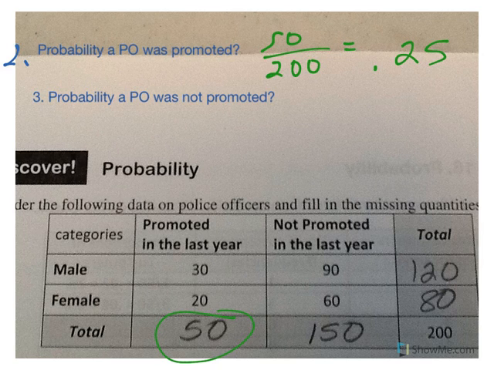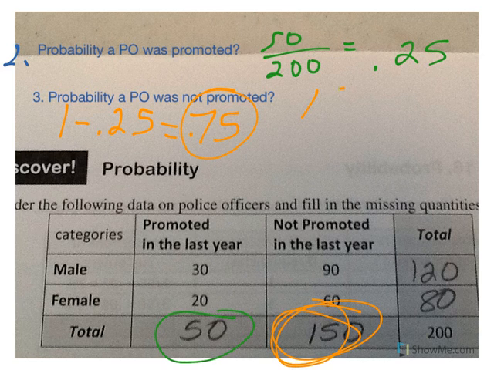Now in number 3, what about a police officer that was not promoted? Well, you either were promoted or you weren't. So one way is to say all police officers minus those that were promoted, and we would find those that were not promoted. The other way to say it is, we know 150 were not promoted out of the 200 total, and that also gives me an answer of 0.75. So either one of those works. Now, there is a word for this.